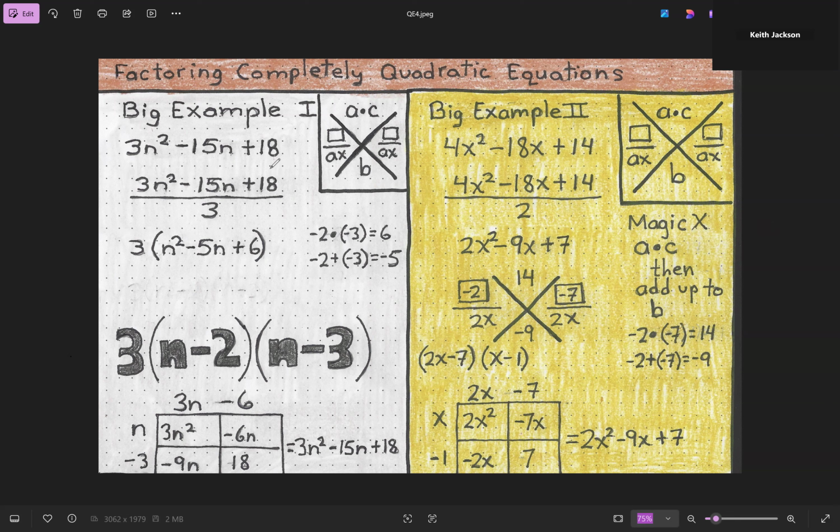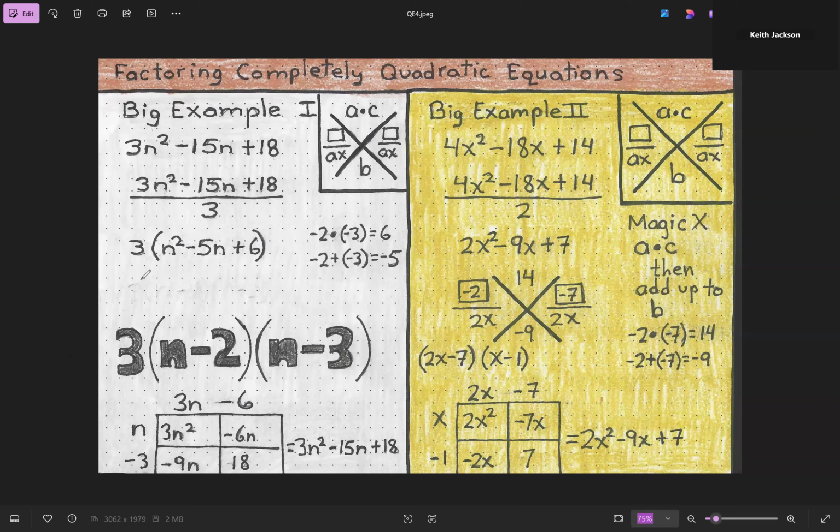Okay, so now what we could do, we can use magic X by multiplying a times c, which is 18 times 3, but we don't have to do that because we can actually factor out a 3 out of this quadratic equation. And so we can do that by dividing everything by this 3 here. And so we know that 3n squared divided by 3 would just give us 1n squared or n squared that you see right here. And we know that a negative 15n divided by 3 will give us a negative 5n. And of course, 18 divided by 3 will give us a 6. And so now we have n squared minus 5n plus 6 with the 3 parked outside.